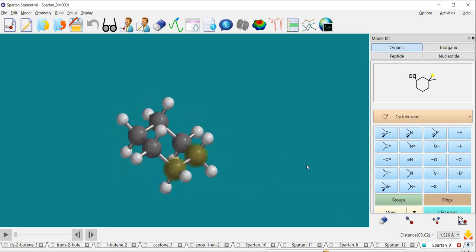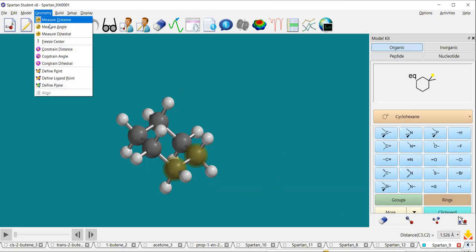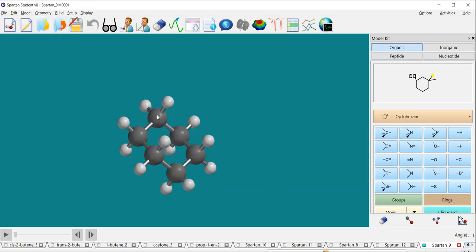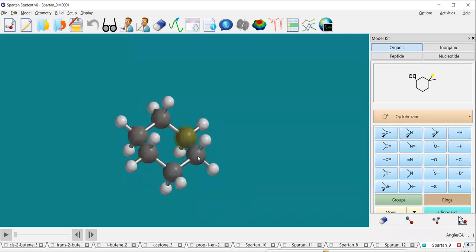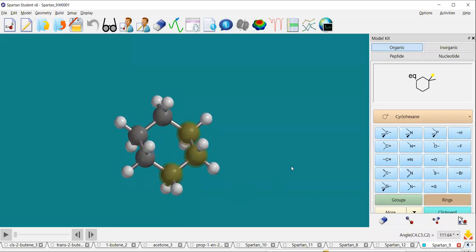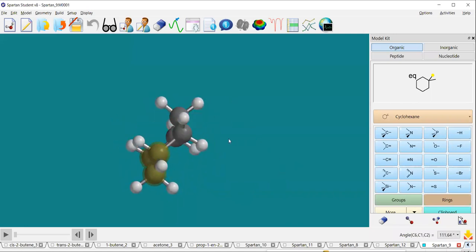Now we have to measure the bond angles. So I have to measure the angle. I'll pick up this, this, and this. And it is 111.64 degrees. Let me measure this. That's again the same. It might be this one. I got the same values for all of them.